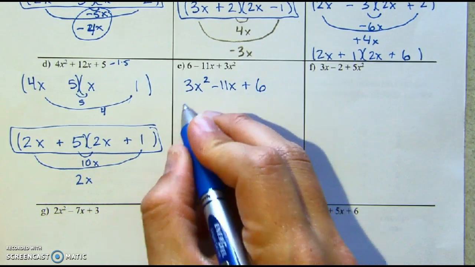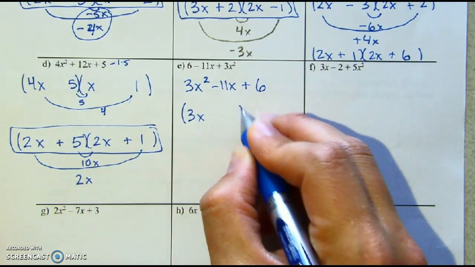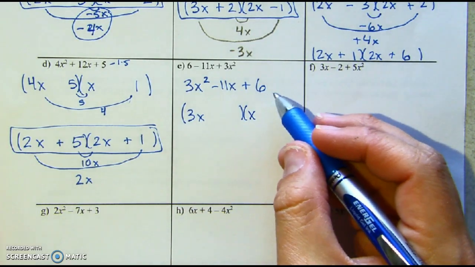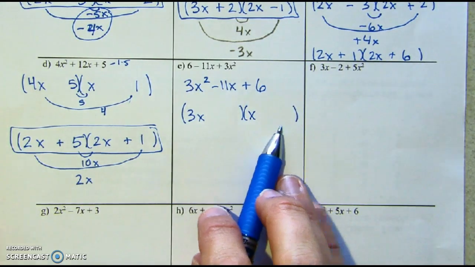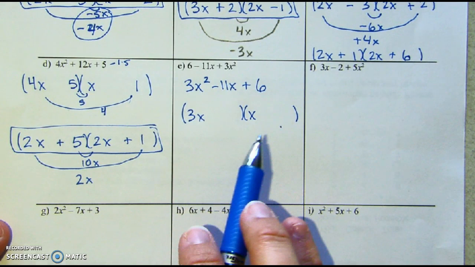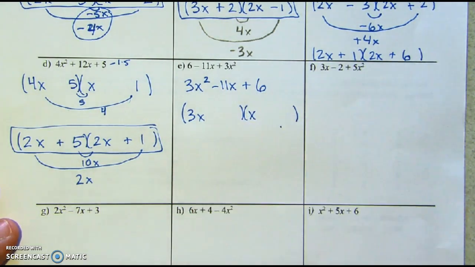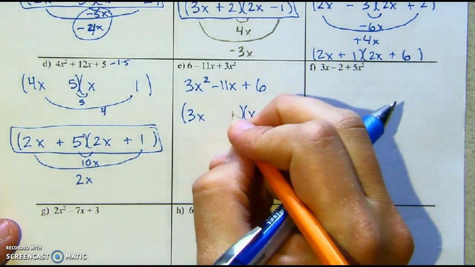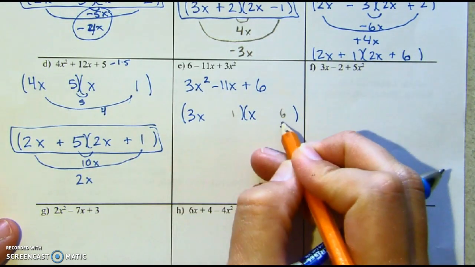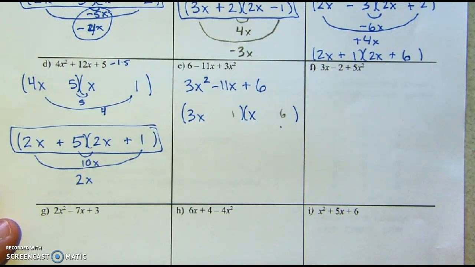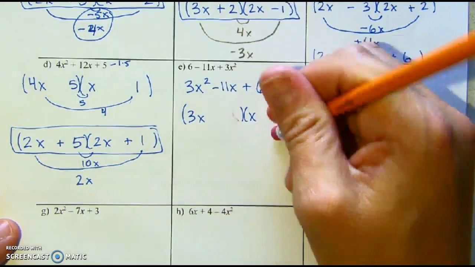Here we go. What multiplies to get 3x squared? 3 times 1. And what multiplies to get 6? 1 times 6, or 2 times 3. Let's see here. Watch this. You could also do this. Does 1 and 6 work? 3 times 6 is 18, and 1. Does that give us 11? No. What if I switched 1 and 6? Would that work?